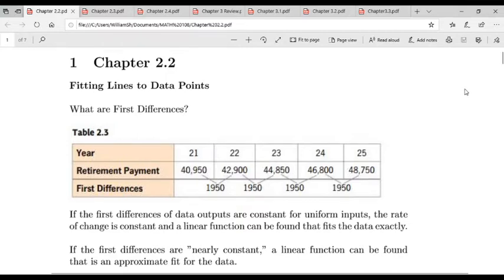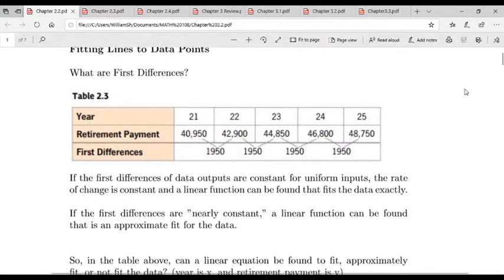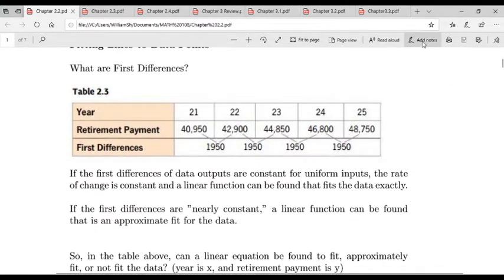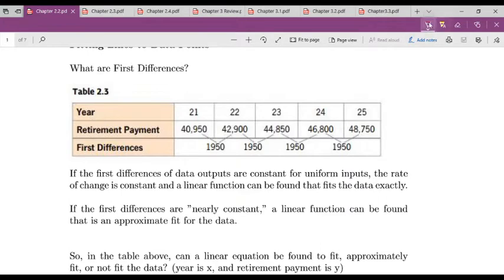So the first thing we're going to look at is what first differences are. First differences are really just almost exactly what the name says. It's the difference, the first time you take the difference between everything within your X's and Y's. So here we've got year and we've got retirement plan.